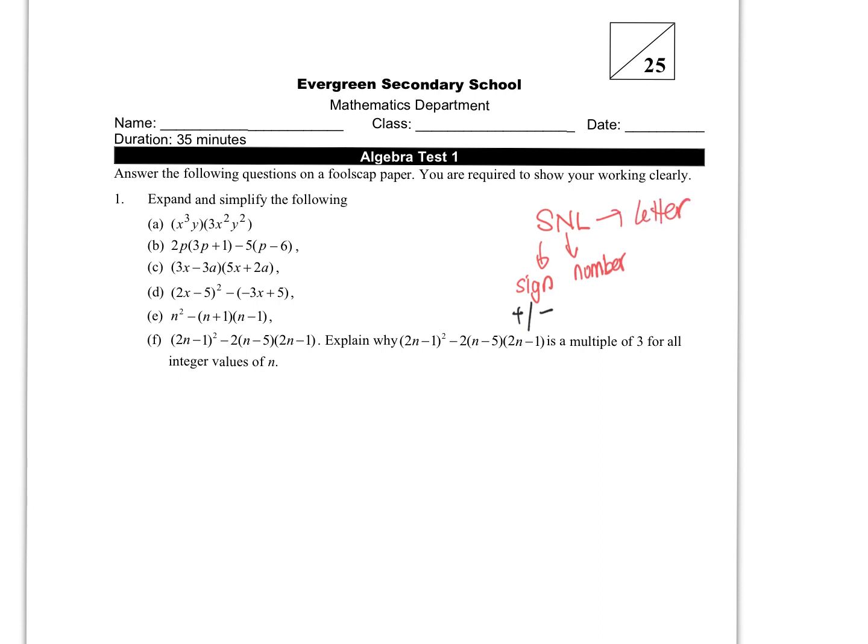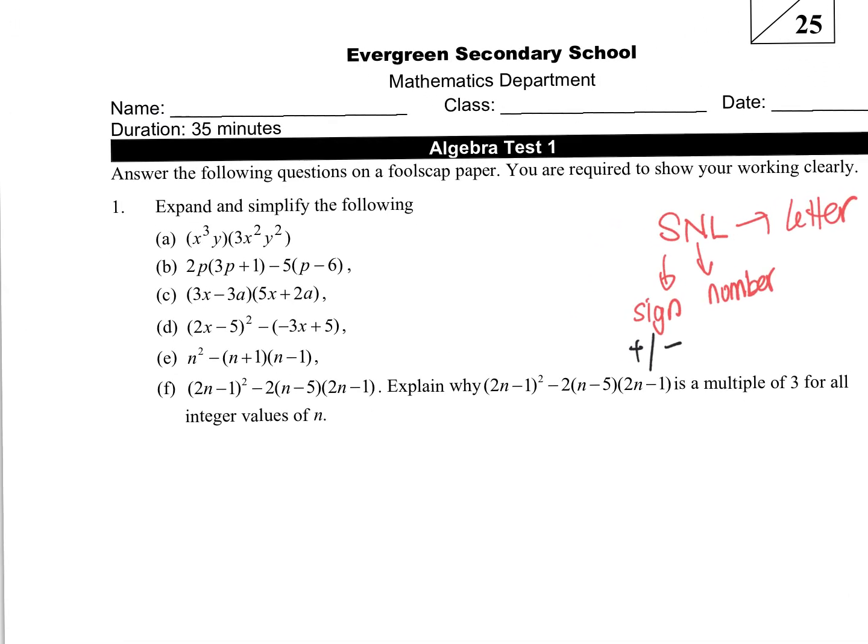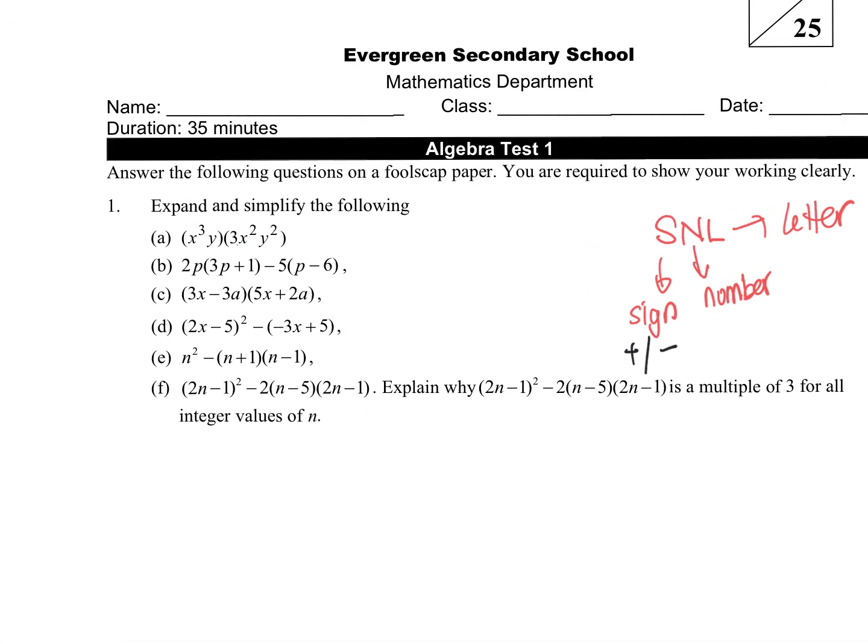So when you are doing this question, be mindful that you are supposed to deal with the number first. So you deal with the 3. So eventually your answer will be 3x cubed times x squared. So it's x to the power of 5 and y cubed.